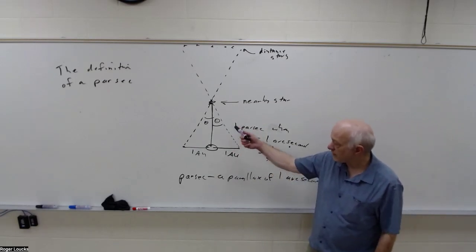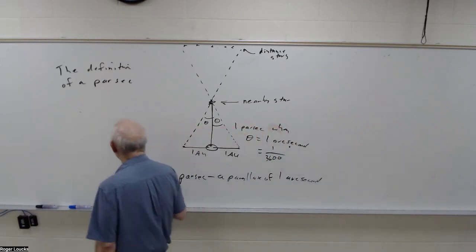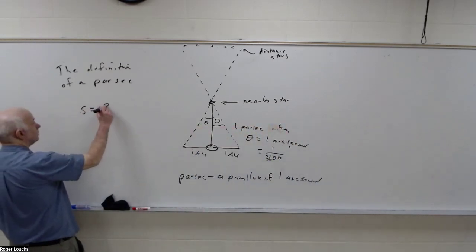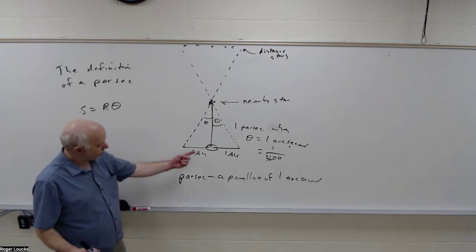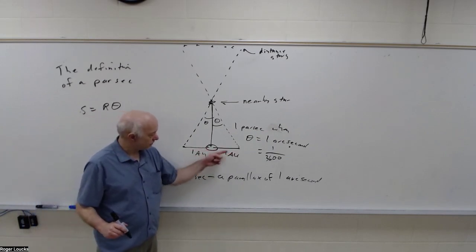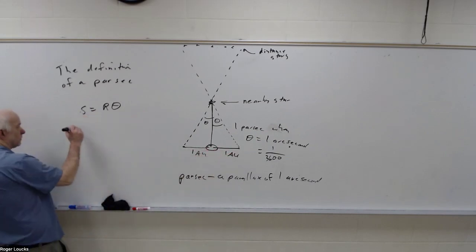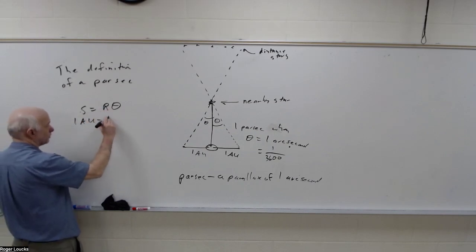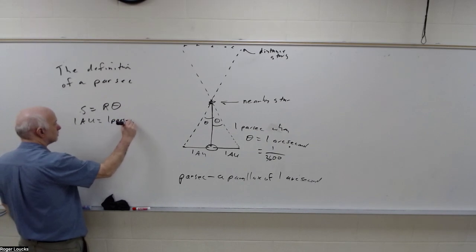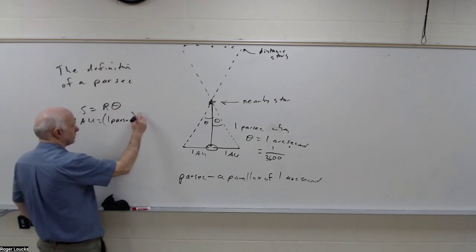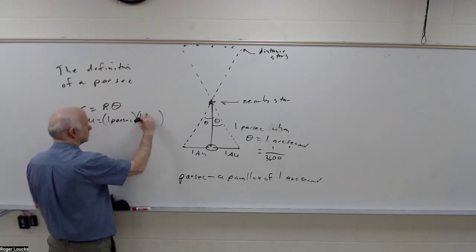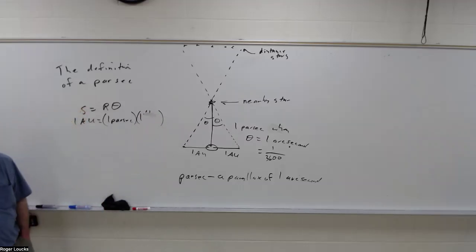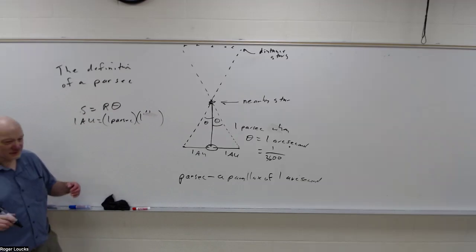So what do you have here? Well, you have S equals R theta. So if we do S equals R theta, okay. Well, the R is this part, the S is this part here. So this is your 1 AU. Your R here is your 1 parsec. And then your theta here is basically the 1 arcsecond. I guess you have to use, that's the 2 marks on it, right? Arcsecond. Yeah, something like that.